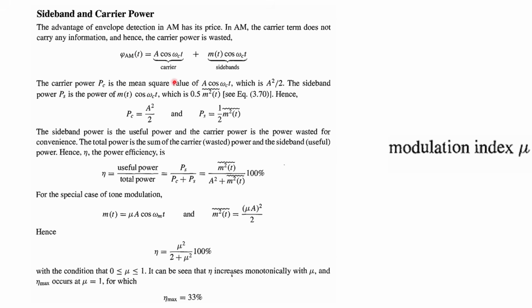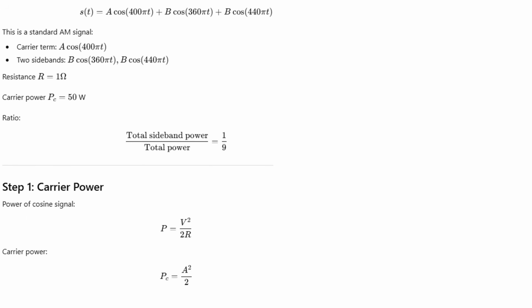So exactly how can we calculate the power? Here you can see Pc, we can calculate as A square by 2 for this carrier, and Ps, that is this portion, we can calculate as half of m square(t), right? So this is a way to calculate the power. Useful power means whatever power the message contains, that is Ps, and total power means message plus carrier. With this you can find out eta, that is the maximum power utilized, right? So now let's find out in our case.